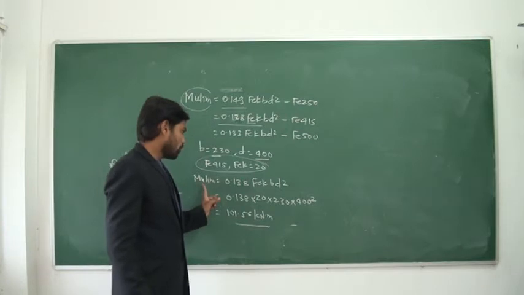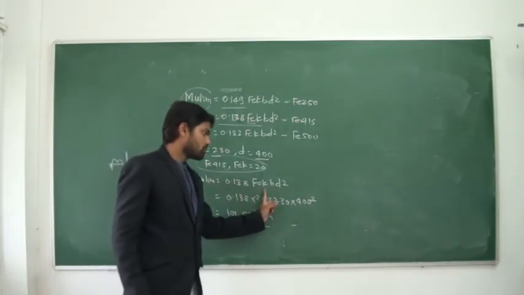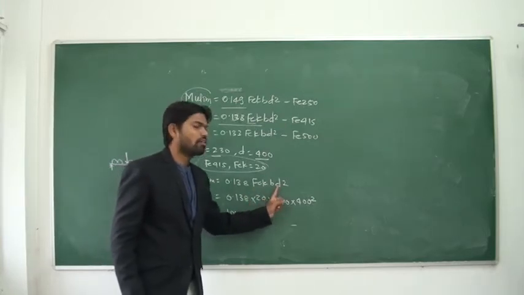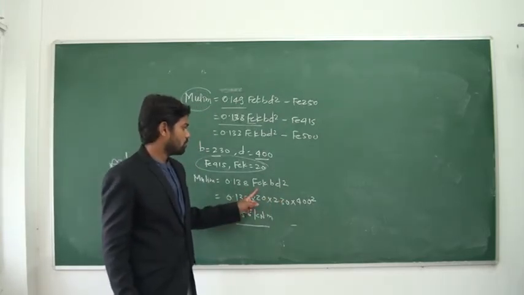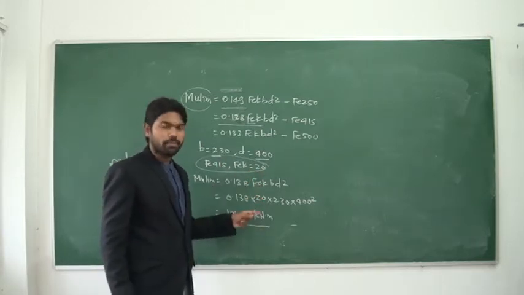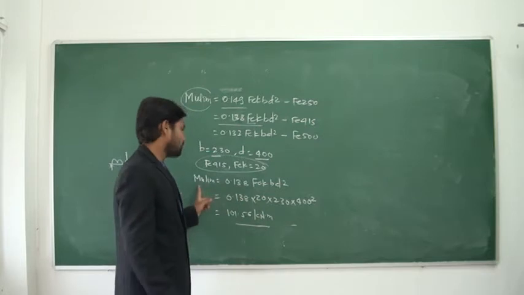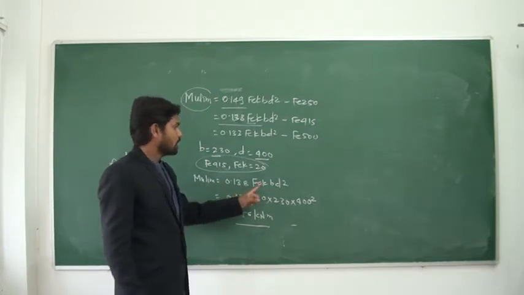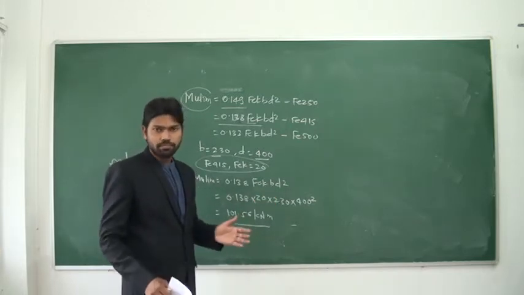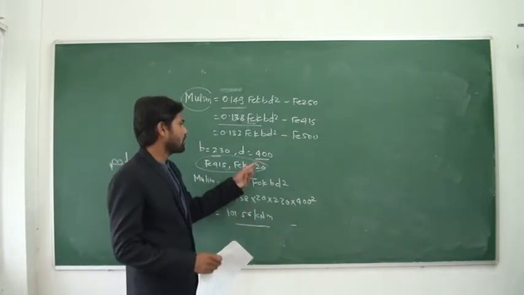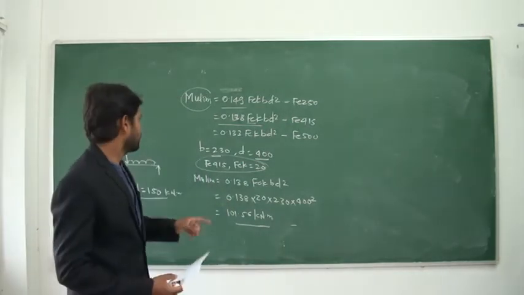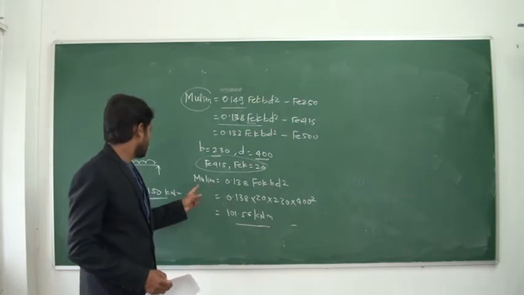This MU limit will increase only by increasing these terms, that means FCK, B or D. If I use FCK, now it is 20, if I use M25 or M30, this MU limit will definitely increase. If I change the width of beam, or the depth of beam, right now suppose the depth is 400, if I increase the depth of beam to 500, then this MU limit will definitely increase.